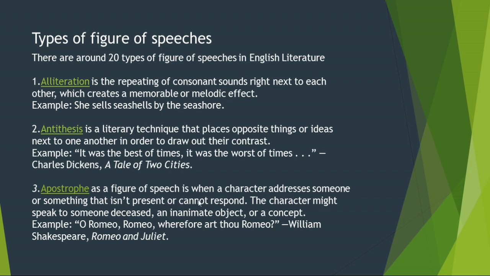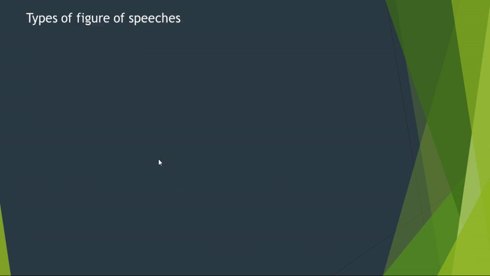Apostrophe as a figure of speech is when a character addresses someone or something that isn't present or cannot respond. The character might speak to someone absent, an inanimate object, or a concept. Example: O Romeo, Romeo, wherefore art thou Romeo? William Shakespeare, Romeo and Juliet.